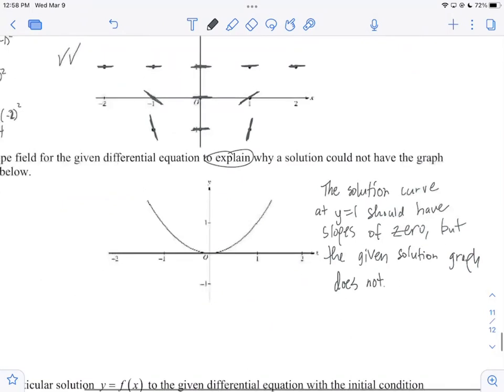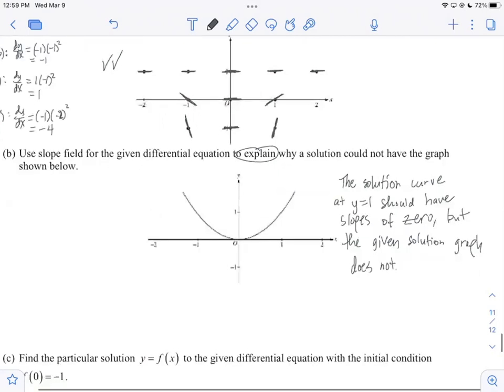Something to that effect in a complete sentence, right? The actual general solution when y equals 1 would have to have horizontal tangent lines. You could say that as well. But the given solution when y equals 1 does not have a horizontal tangent line. The solution curve at y equals 1 should have slopes of 0, but the given solution graph does not. I think that's good enough, right?